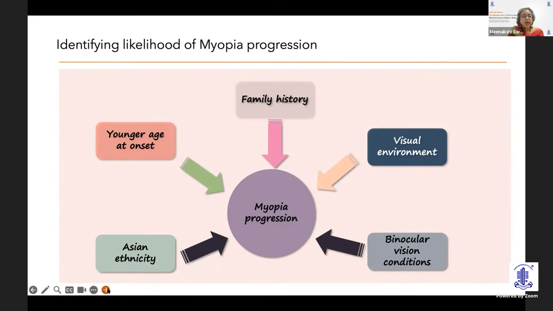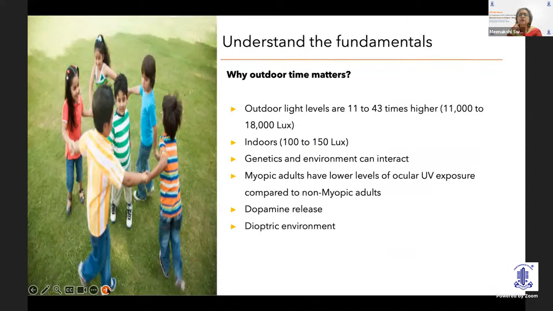Okay. And so, we just talked about outdoor. Remember, outdoor time is very important. If you talk about anything to your patients, talk about the outdoor time. Why is outdoor such a big deal? Because outdoor light levels are 11 to 43 times higher than indoors. Look at the difference in the lux.